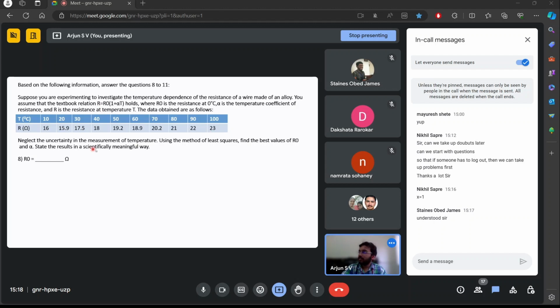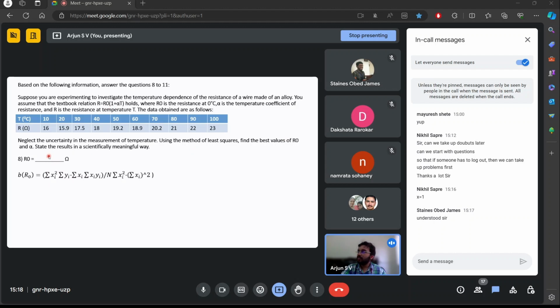We have to neglect the uncertainty in the measurement of temperature, and using the method of least squares, find the best values of R naught and alpha. So we have this experimental data between T and R. Using this and this formula, how will you find R naught and alpha? The first question is R naught.